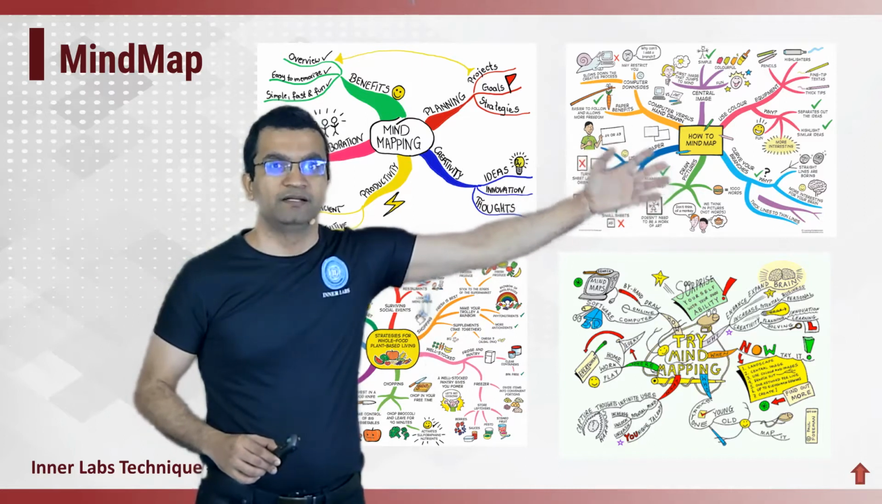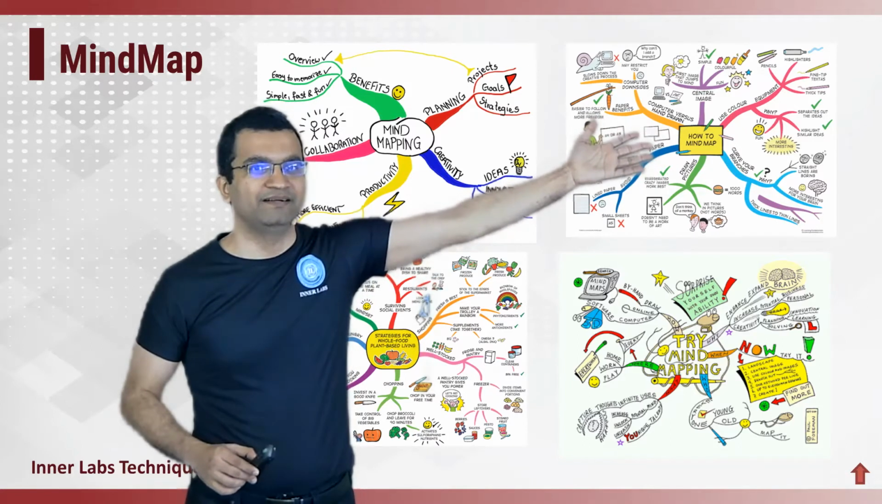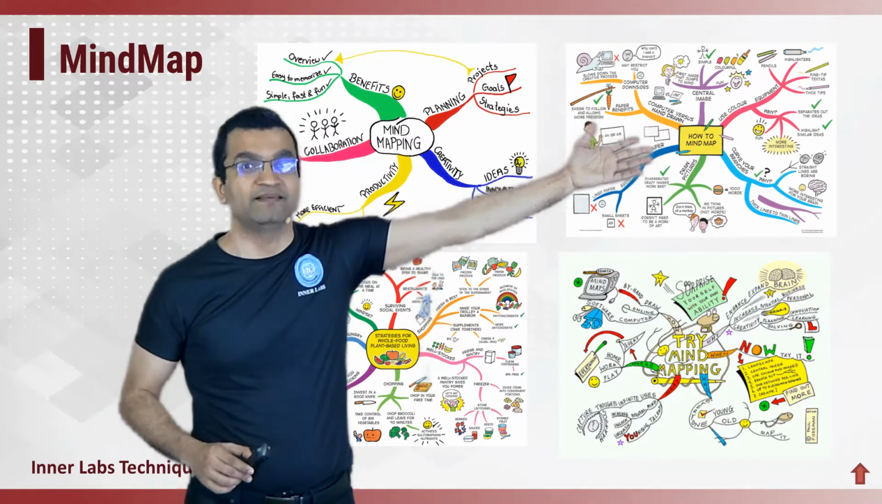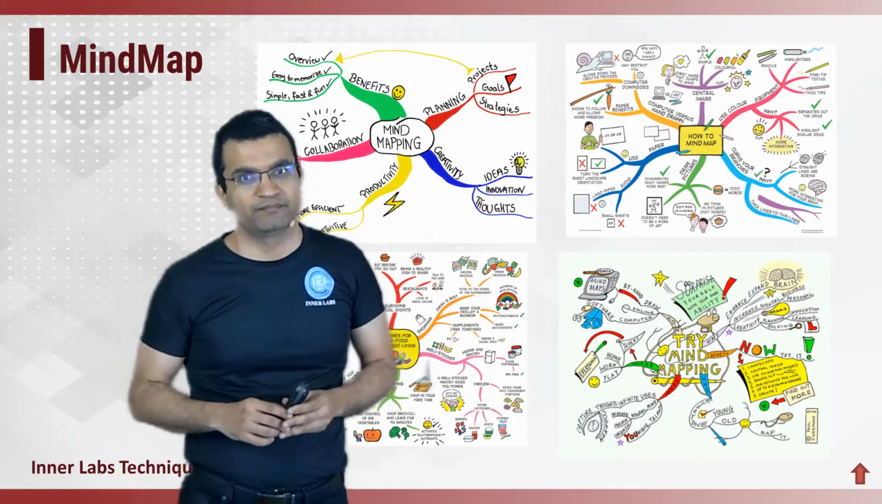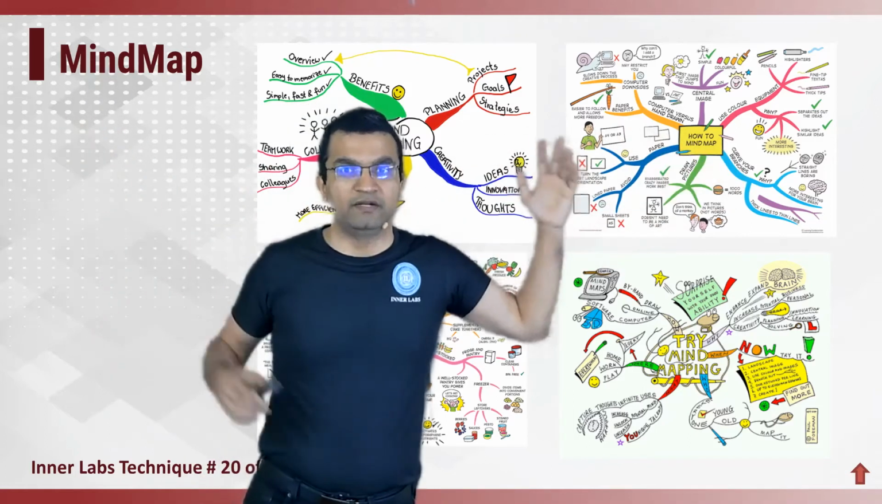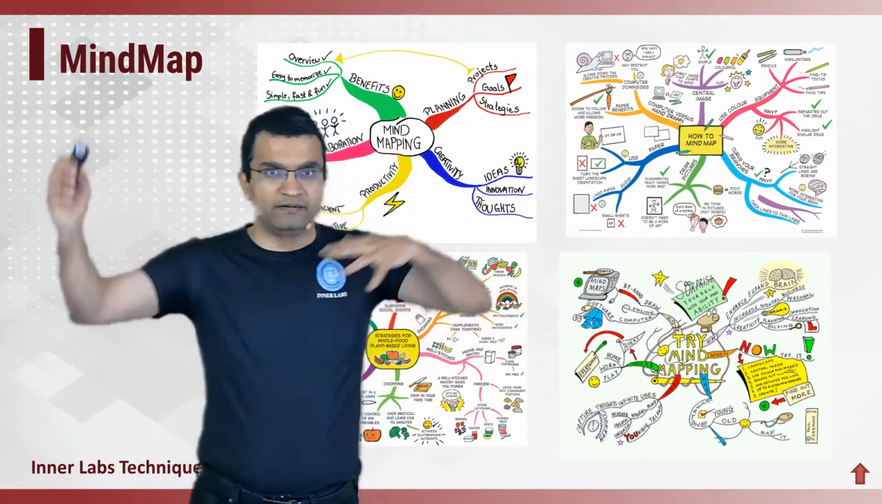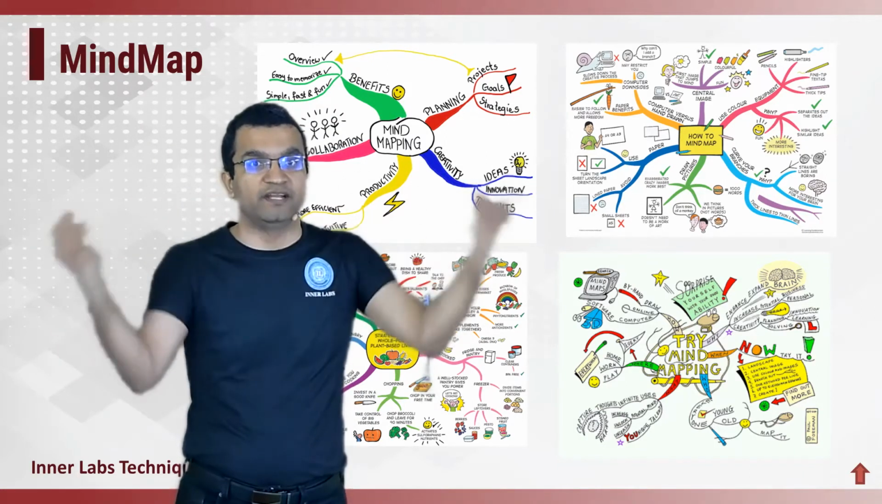Why? This is how our mind works. Remember, our mind, our brain, our memory is associative. It's not linear like a computer. So our mind works in this way. It connects and remembers not in a sequential, but in an associative way.